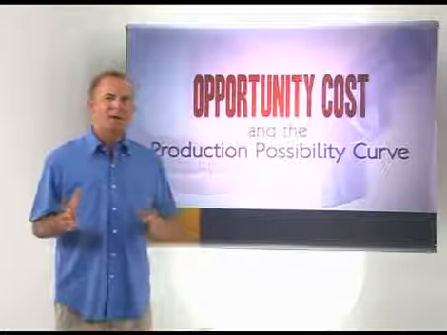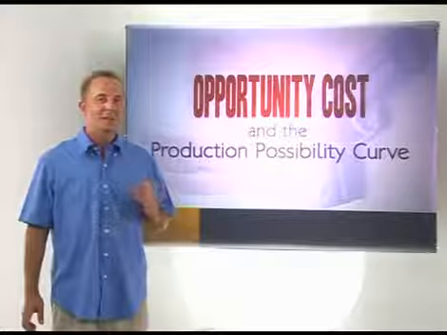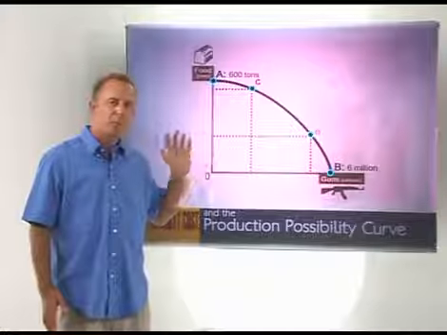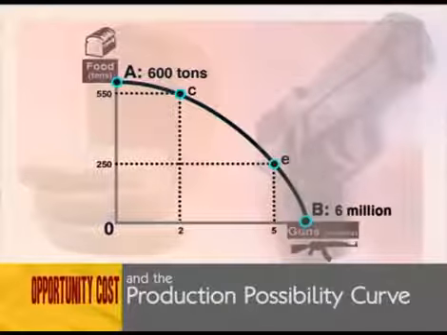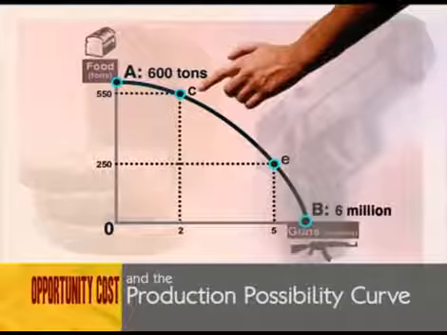The production possibility curve can also be used to illustrate opportunity cost. To illustrate opportunity cost, we'll compare point C with point E. At both points, we're using all of our available resources such as land, capital, labour and technology to produce food and guns. We're making an efficient use of our resources. At point C, we're able to produce 550 tonnes of food and 2 million guns.